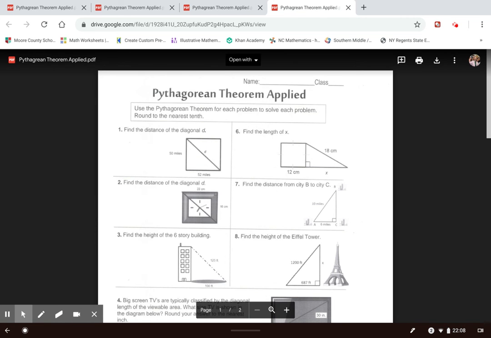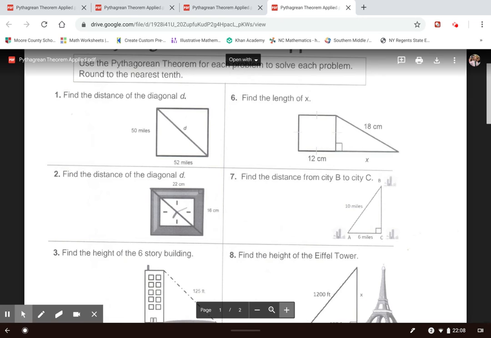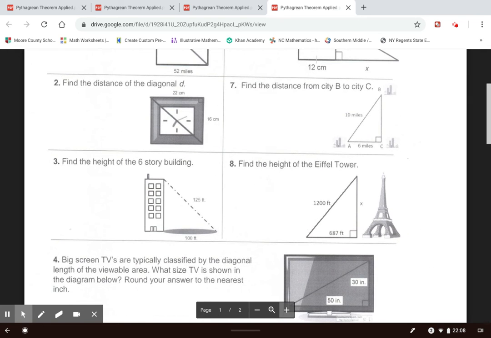All right, so if I come over here to number 7, and that one says to find the distance from city B to city C. So from B to C, again, we have a right triangle drawn. That's a leg because the distance opposite my right angle, or the hypotenuse, is 10. And I know my other leg, which is 6.